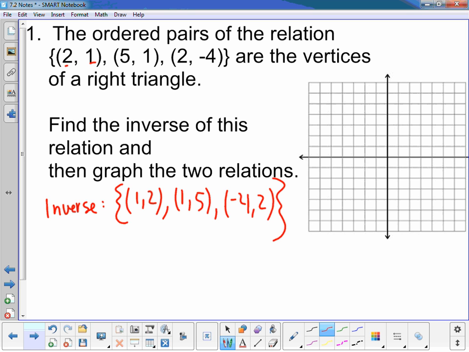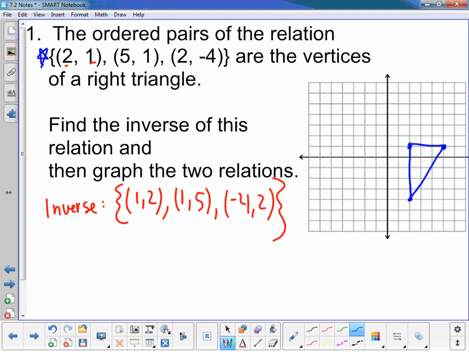Now I'm going to graph them both on the same coordinate plane. I'll put the original relation up in blue. So for the original, I've got (2, 1), so I'm over 2, up 1. (5, 1) is over 5 and up 1. And then (2, -4), so over 2, down 1, 2, 3, 4. And there are my 3 points. Now these 3 points together connect to make a triangle. So there we have it.